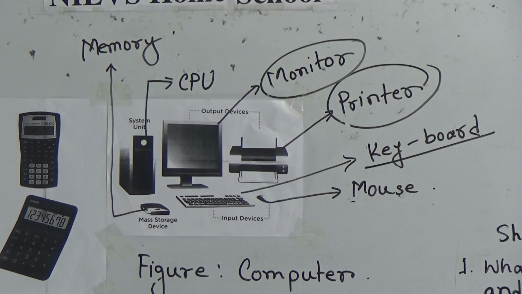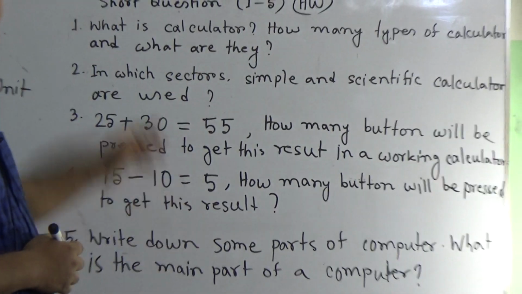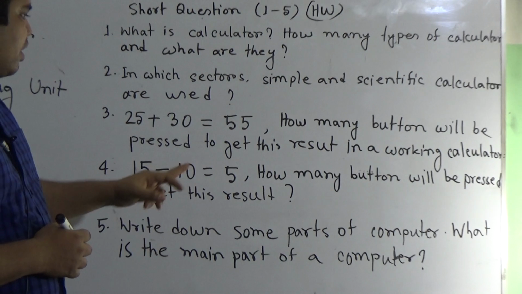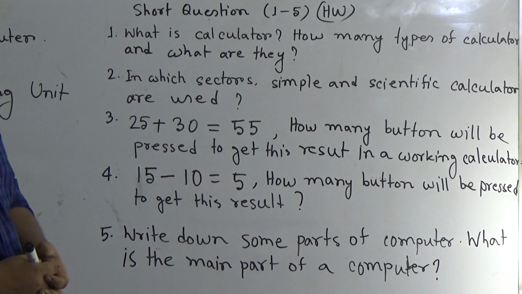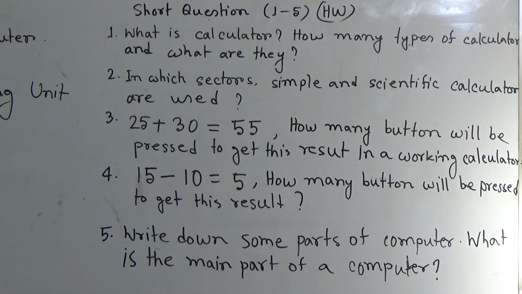My dear students, now the question number 5 is write down some parts of computer. We have already written on the board. What is the main part of a computer? The main part of a computer is CPU. CPU means central processing unit.